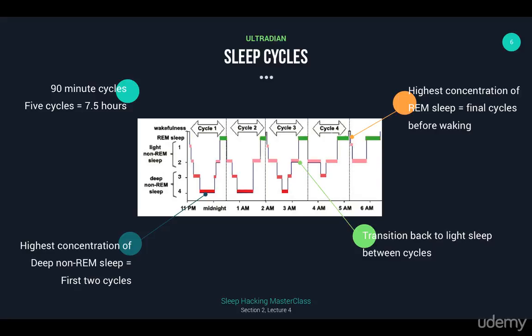Now, third, you'll notice that the highest concentration of REM sleep occurs in the final cycles before waking, between say 4 a.m. to 6:30 a.m., just before we wake up, and that's usually when we experience dreams. So if we wake up immediately after REM sleep, we can often recall our dreams. And the next thing you'll notice is that we always transition back to light sleep in between cycles. And again, this is all occurring parallel to our circadian rhythm.